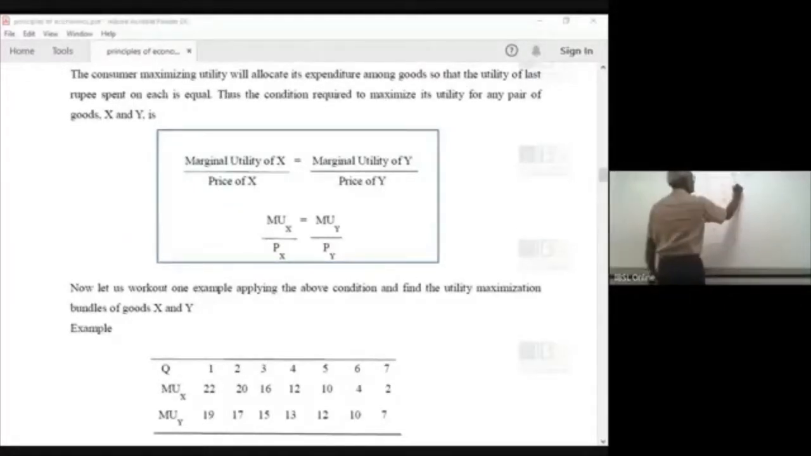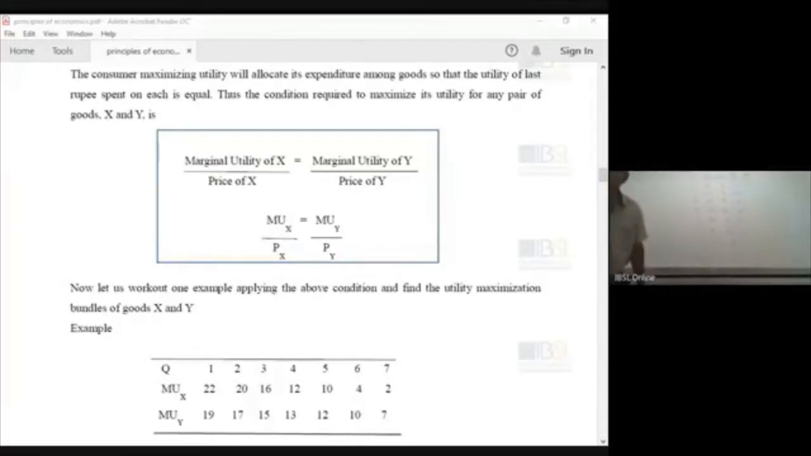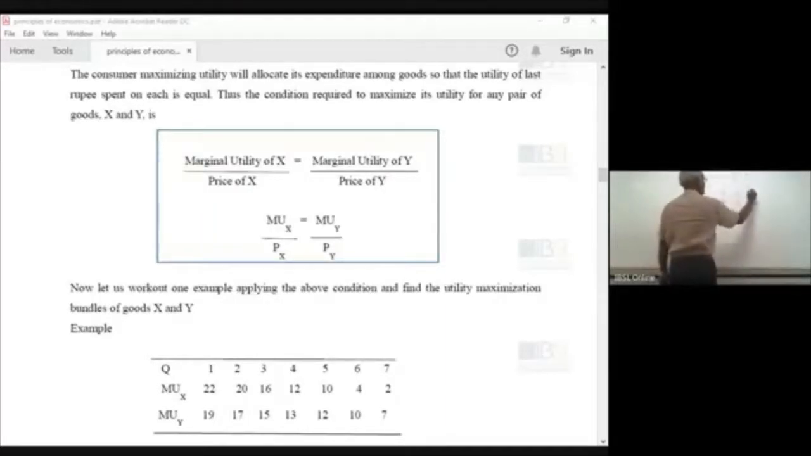MUX over PX: 22 divided by 2, 20 divided by 2, 16 divided by 2. Like that, you do that. 12 divided by 2 is 6, 10 divided by 2 is 5, 4 divided by 2 is 2. MUY over PY: 19 divided by 1, 17 divided by 1, 15, 13, 12, 10, 7.